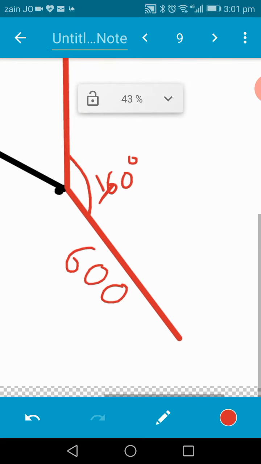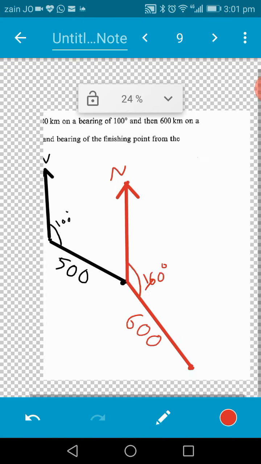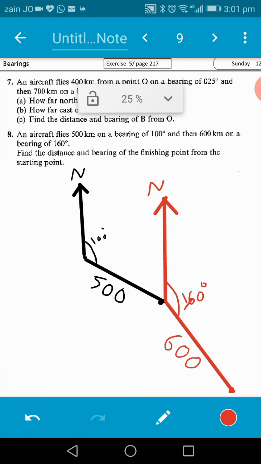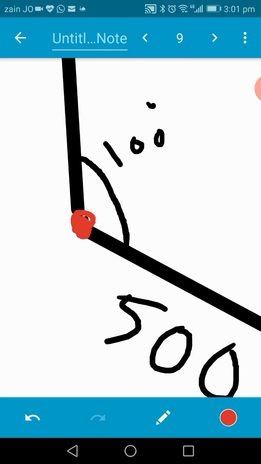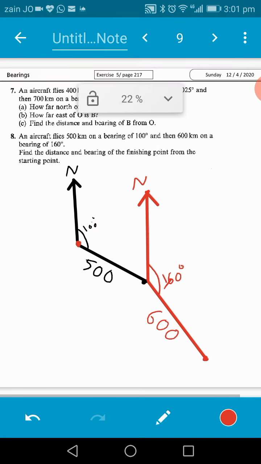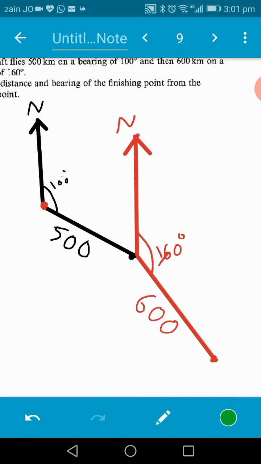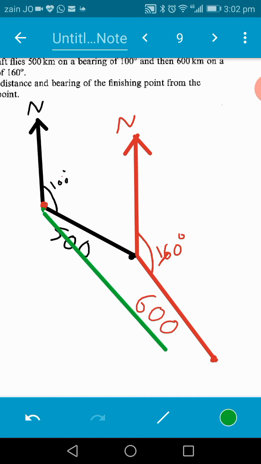So where is the finishing point? This is the finishing point. We need to find the bearing and the distance of the finishing point from the starting point. Now which is the starting point? The starting point is this one. Okay. We need to find the bearing and the distance now. So you need to connect the starting point and the finishing point, from this point to this point.